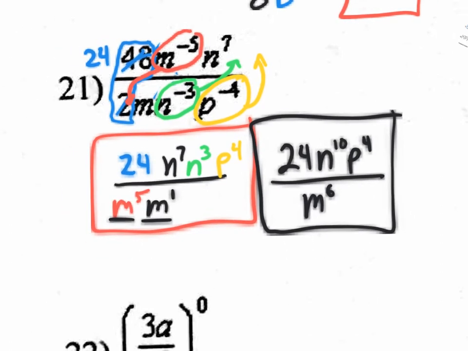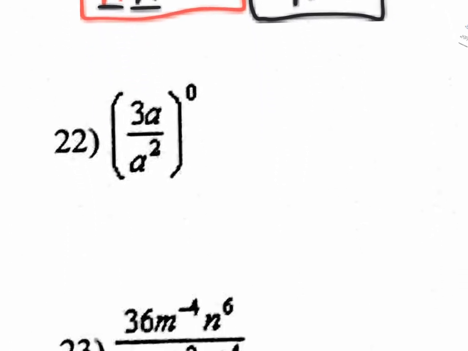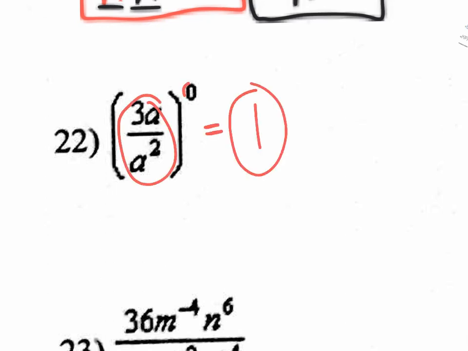Fun stuff. 22, fácil. Answer is 1. Because the whole thing is to the 0 power, and anything to the 0 power is 1.